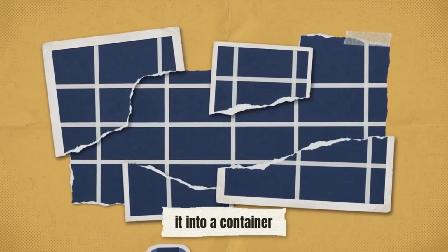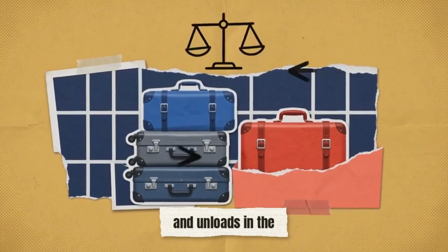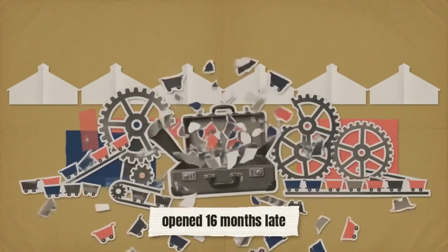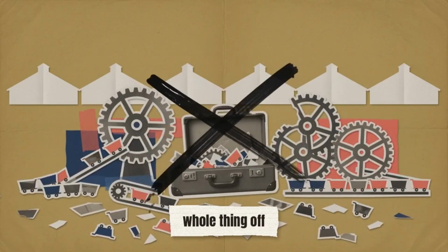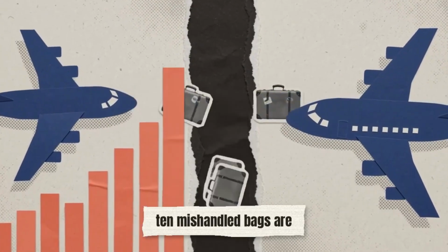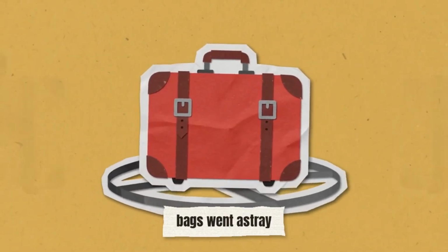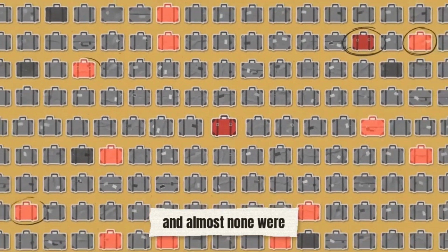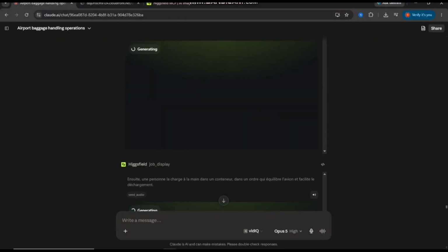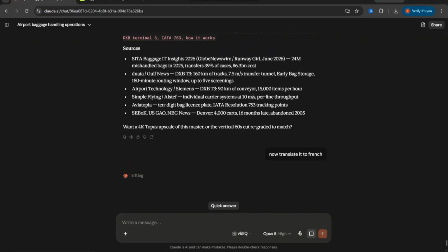Then a person packs it into a container by hand, in a sequence that balances the aircraft and unloads in the right order. Denver tried to automate every step with 4,000 robot carts, opened 16 months late, and eventually switched the whole thing off. The weak point was never the machinery, because nearly 4 in 10 mishandled bags are lost between 2 flights, not 2 machines. Last year, 24 million bags went astray, and almost none were lost in the tunnels, only in the handoff between them.